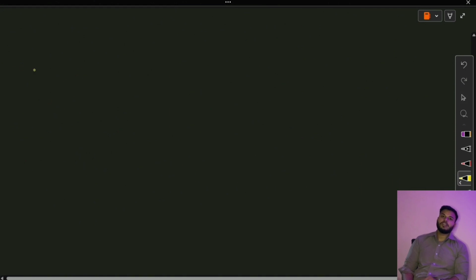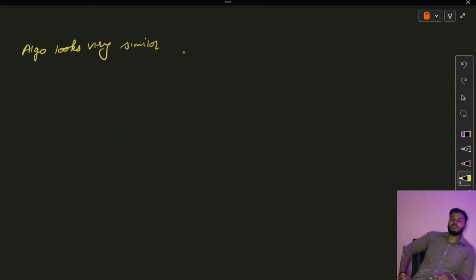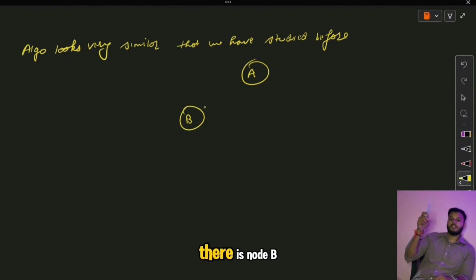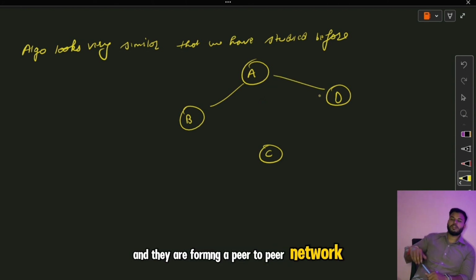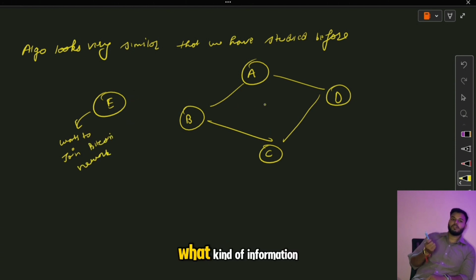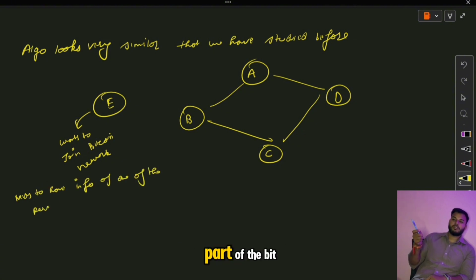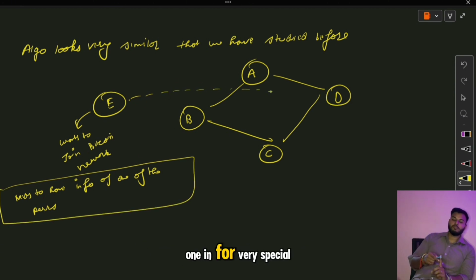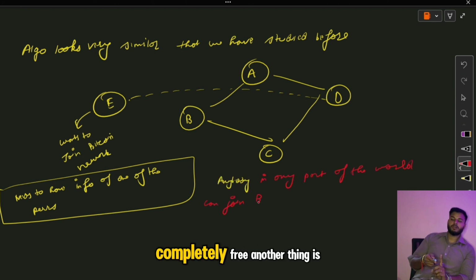The algorithm he used looks very similar to what we have studied before. There are different nodes present: node A, node B, node C, and node D, and they are forming a peer-to-peer network. Let's say some other node E wants to join the Bitcoin network. What it needs is some information: information about one of the peers that is already part of the Bitcoin network. Let's say it has the information of D. Then it can connect to D. One very special thing about the Bitcoin network is that anybody in any part of the world can join it completely freely.